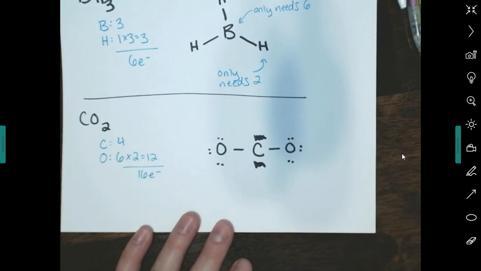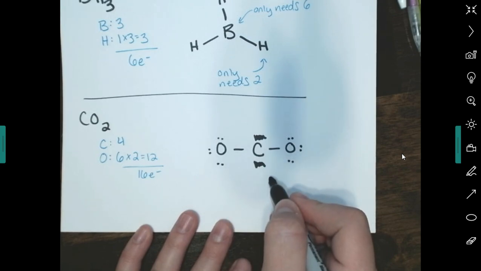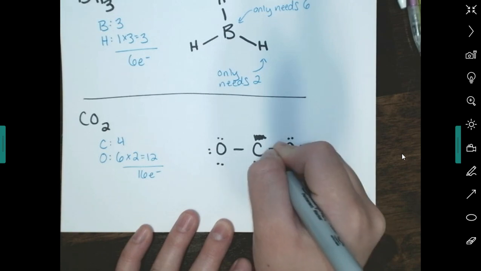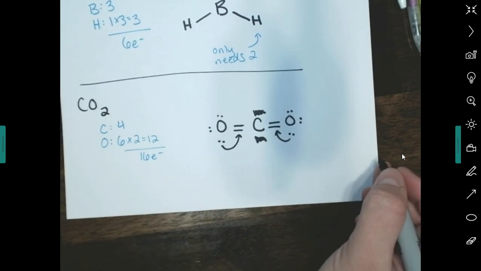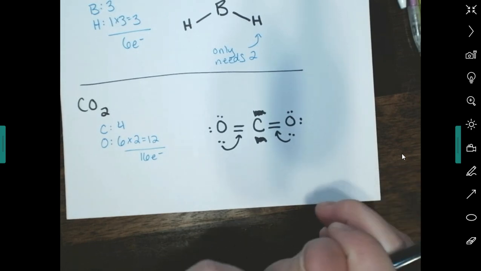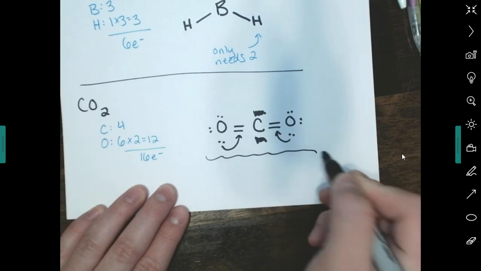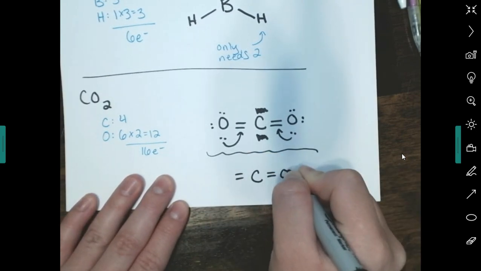Now we have 16. The problem is with only 16 electrons, carbon doesn't have an octet. So what you have to do is take 2 of them from somewhere and make them into a double bond. You only need to make double bonds if you run out of electrons and something doesn't have an octet. So let's redraw that to make it look nice. I'd have a double bond here, double bond here.